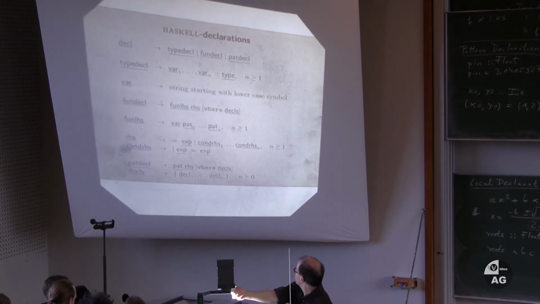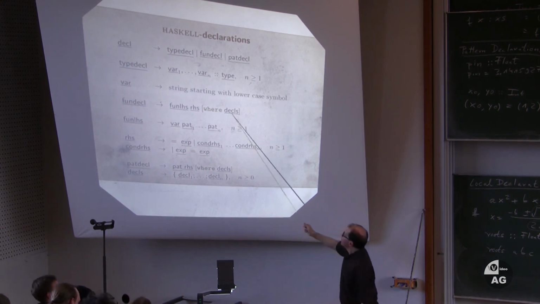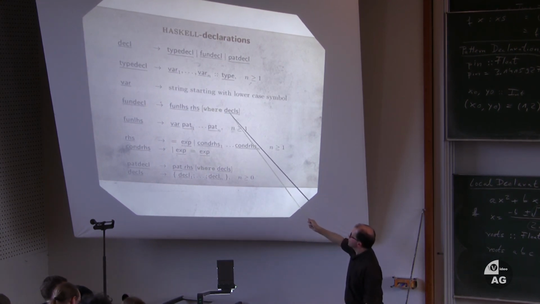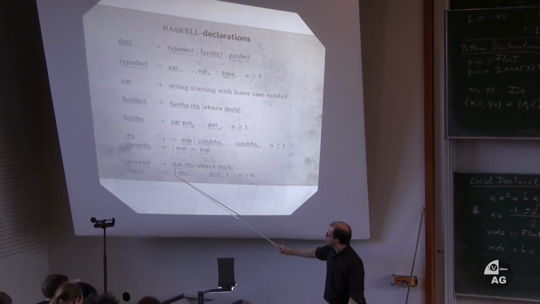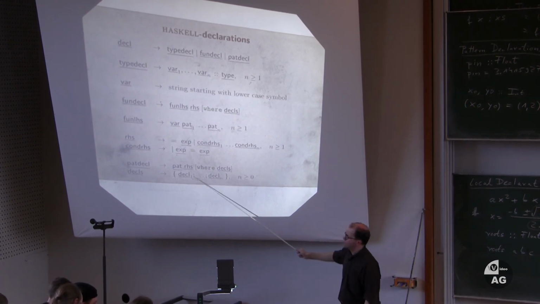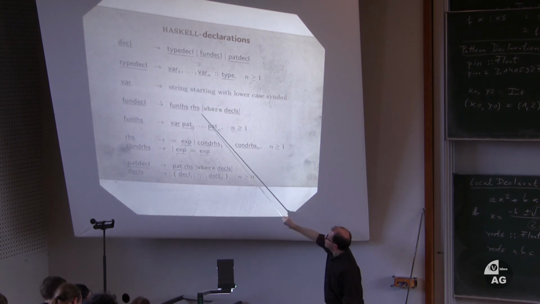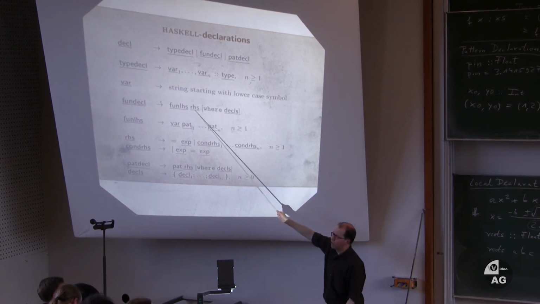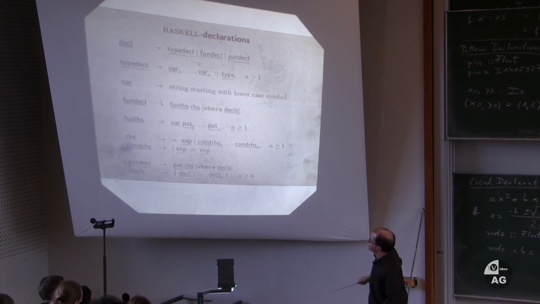And if you have this where clause, then after the where clause comes a sequence of declarations. Decls means that you have an opening and a closing curly bracket, and inside you have many declarations separated by semicolon. And these declarations are only visible in this right-hand side. So outside this right-hand side, they are no longer there. They are really local to this right-hand side. And you can have this in function declarations and in pattern declarations.